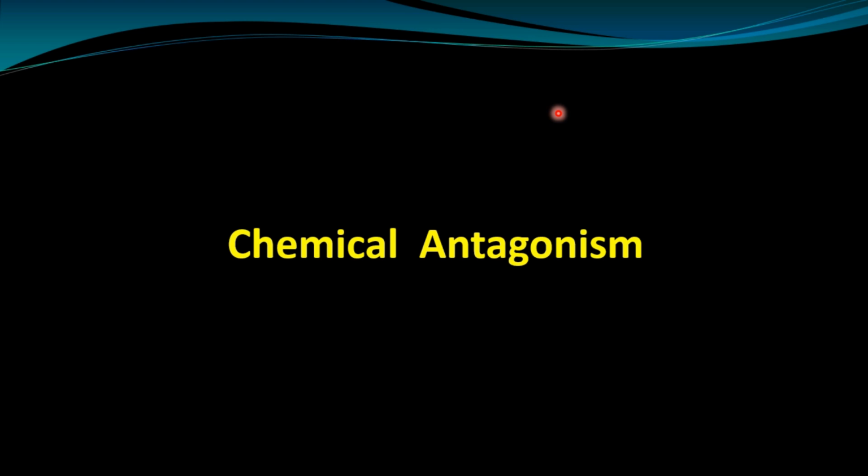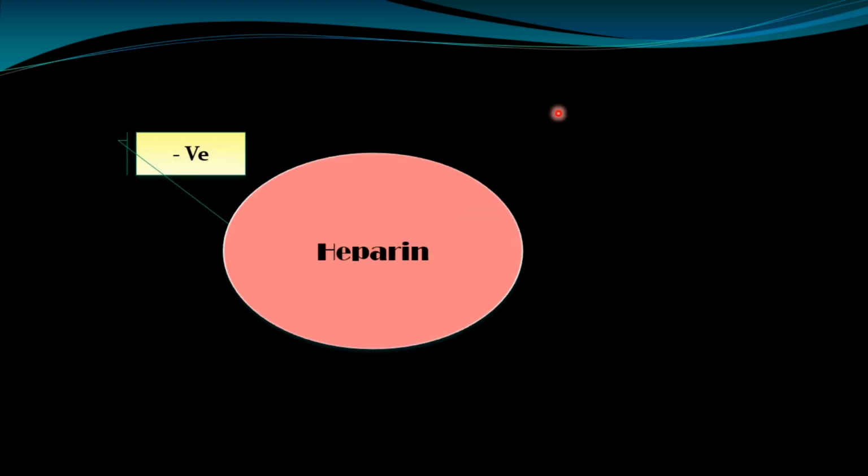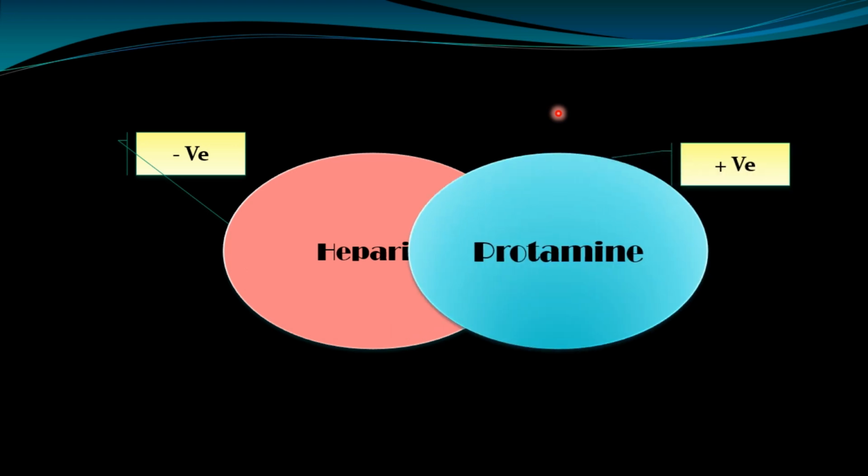Another type of antagonism is chemical antagonism. A chemical antagonist need not involve a receptor at all. One drug may antagonize the actions of another drug by chemically binding to and inactivating the other drug. For example, we have the well-known drug heparin, which is an anticoagulant and a negatively charged drug. If we administer protamine, which is a positively charged drug at physiological pH, it can be used clinically to counteract the effects of heparin.